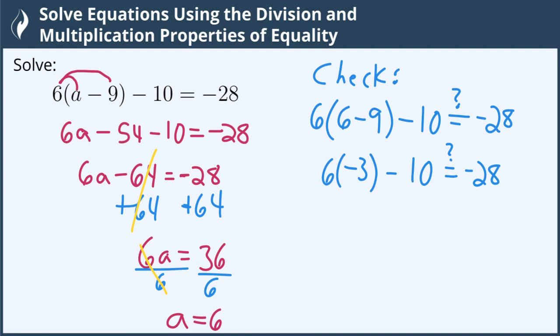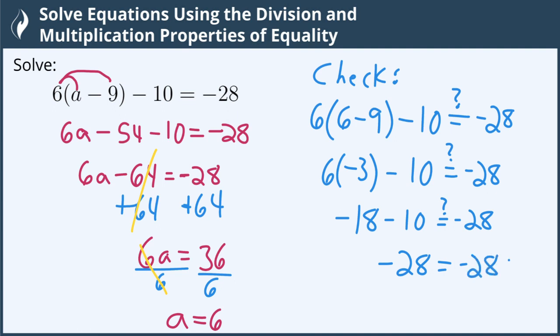6 times negative 3 is our next step because that's multiplication. Negative 18 minus 10 is our new left side. And when I do negative 18 and minus 10, those are the same sign. So we add them and keep the sign. So in this case, it's negative 28, which does match our other side. So we can say that a is equal to 6.